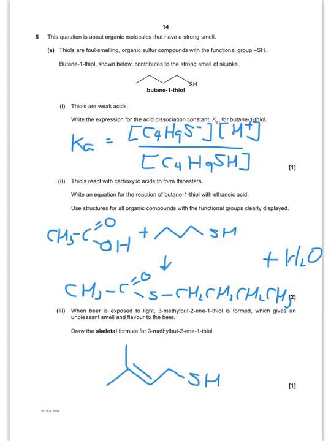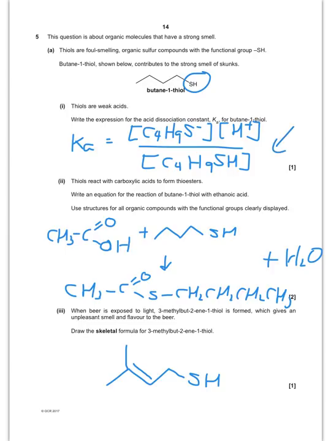Okay, on to lovely thiols. Now, they say thiols are foul smelling. They are horrific. I used to work with these guys. They are awful. Anyway, they're also weak acids, which is lovely. So first of all, they want the Ka expression for this. Obviously, it's going to be the H on the S, which is going to be lost. That's the acidic H. So that's Ka there.